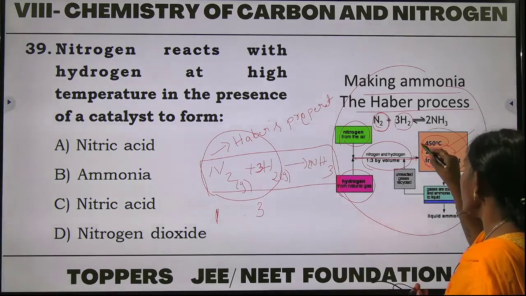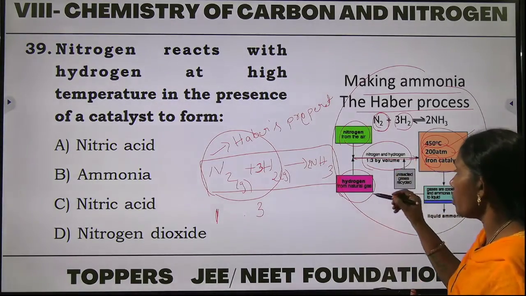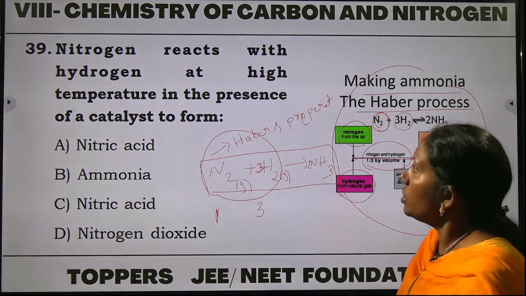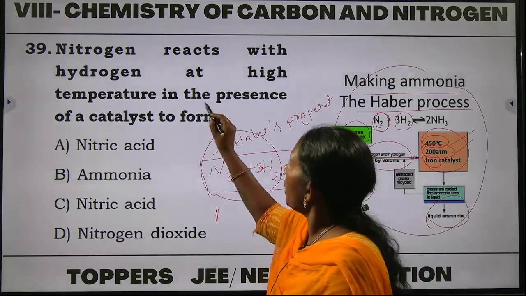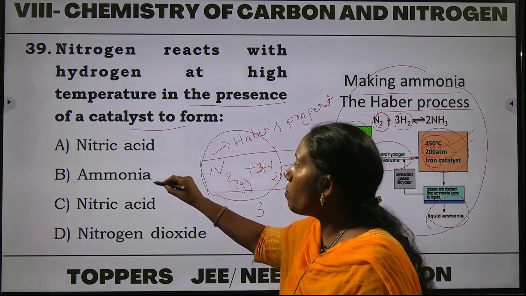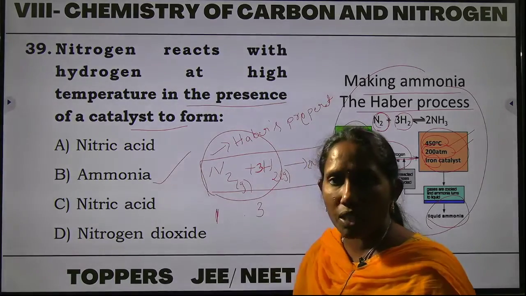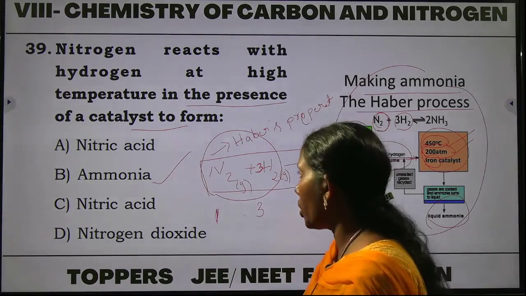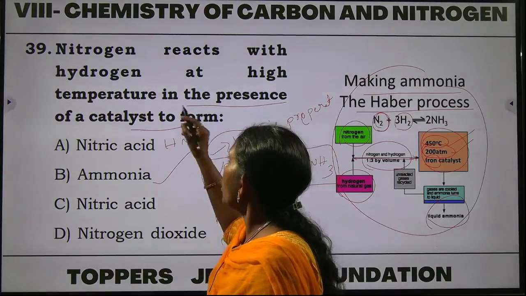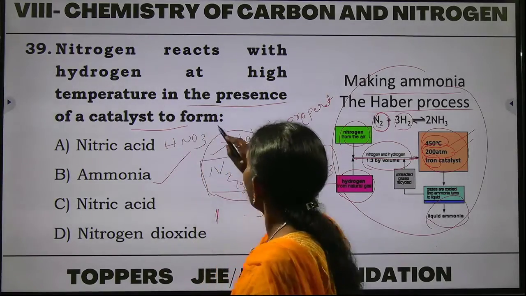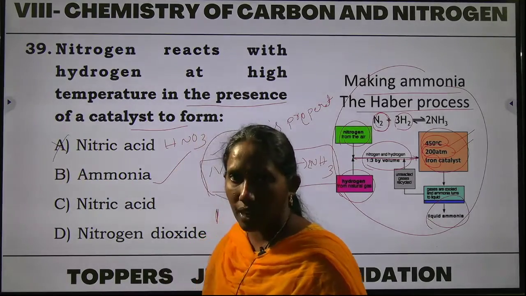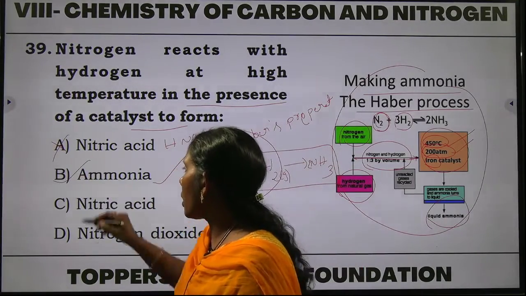If you apply these conditions, then nitrogen and hydrogen will combine and form ammonia. So here at high temperature in the presence of a catalyst, it forms ammonia. This is called Haber's process. Let us check the given options. They gave nitric acid, HNO3. So N2 and H2 combining at high temperatures will not prepare nitric acid, right? Next, ammonia is the correct option.